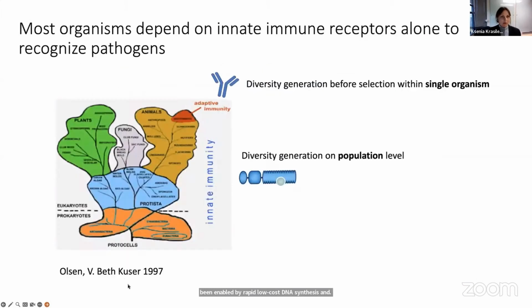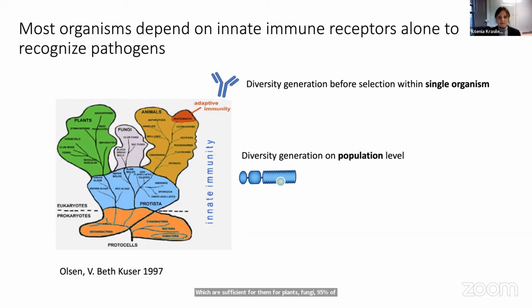All right, so the really interesting paradox that has been fascinating me since my PhD is that most organisms do not have antibody-based immunity. Most organisms do have innate immunity, innate immune receptors, which are sufficient for them, for plants, fungi, 95% of animals, bacteria, to withstand diseases.